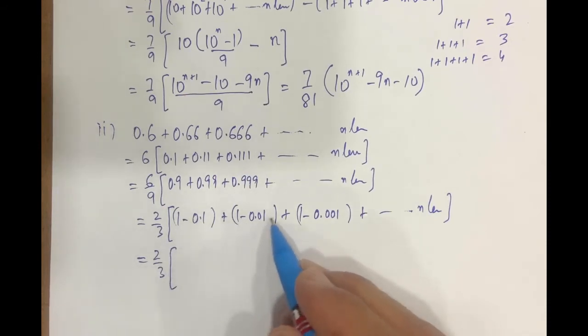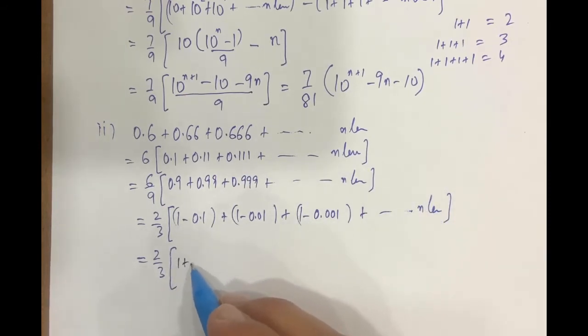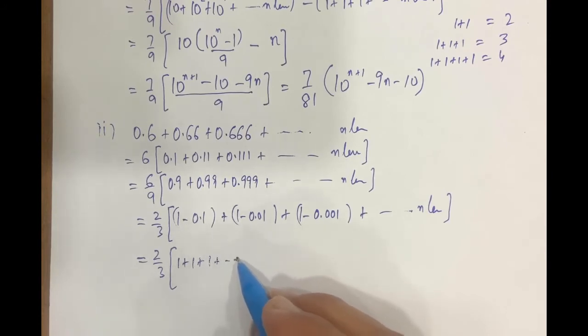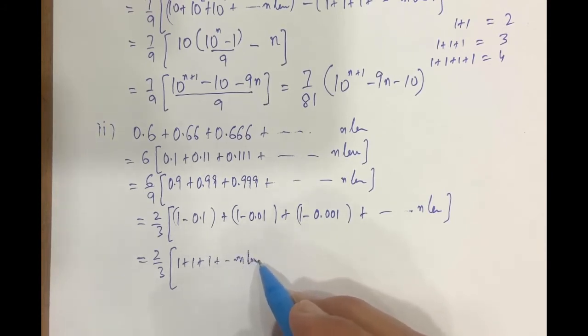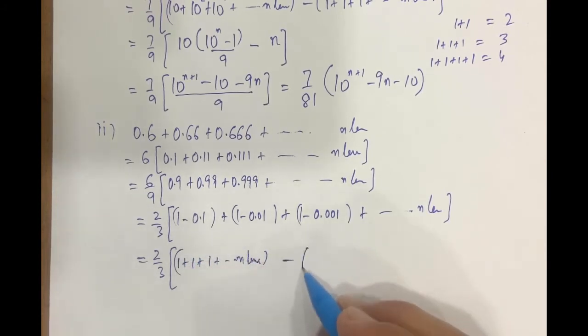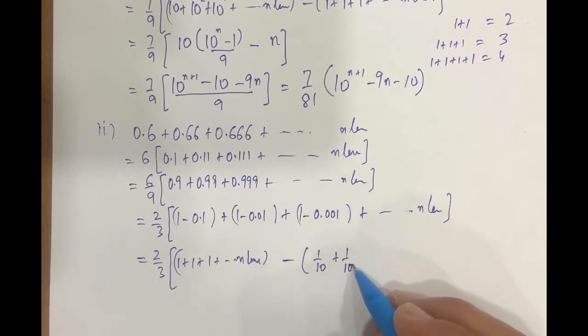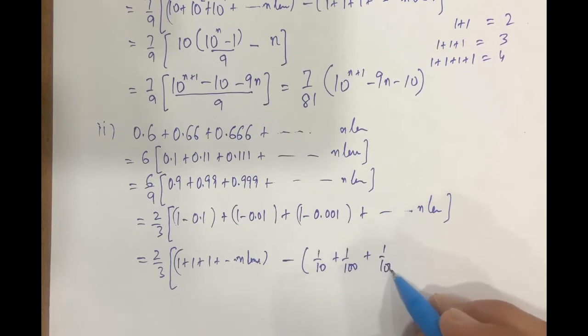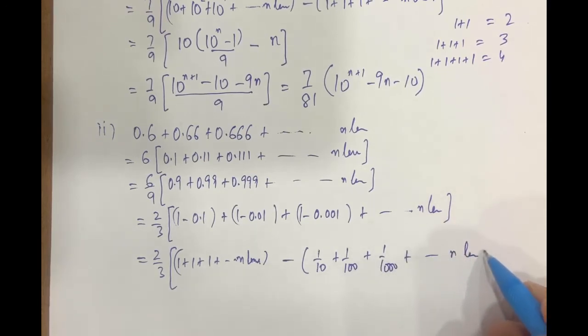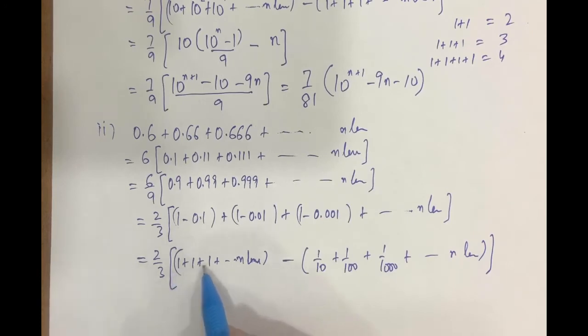We have 1 plus 1 plus 1, n times. This is n times. Minus, we have 1 by 10, next is 1 by 100, 1 by 1000, n terms of this. This is the sum of a constant series and this is a GP. This is 2 by 3.